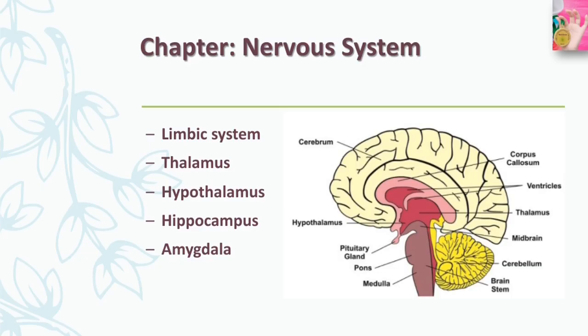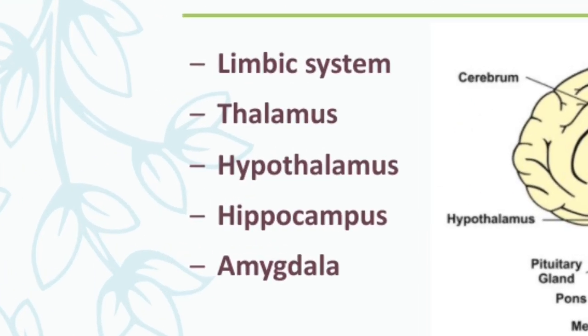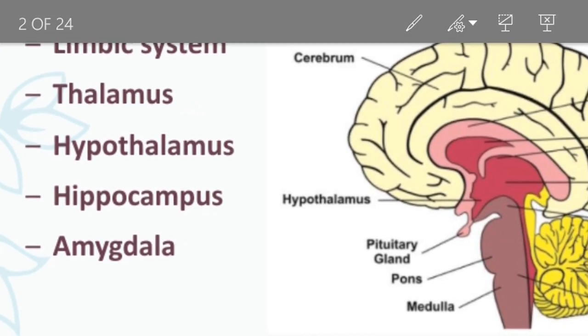So today in this video we will be discussing the last part in the forebrain. We will be discussing the limbic system, the thalamus, and then hypothalamus, and after that we will be discussing the hippocampus, and after that we will be discussing the amygdala.